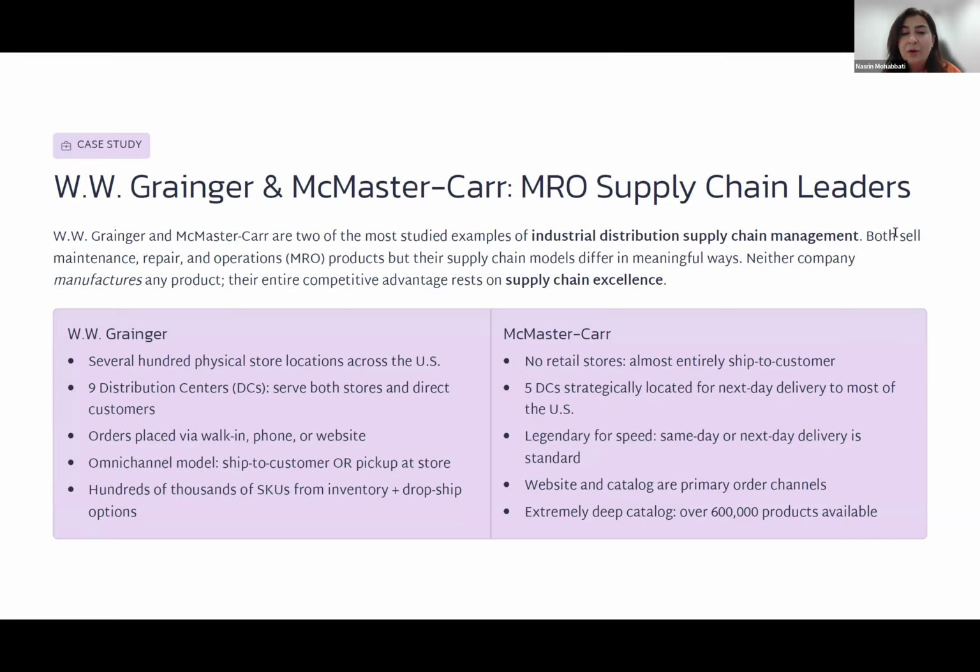And I want to ask you moving forward, look around you, find products and services that you're using daily, and think about their supply chains and think if they are trying to be cost efficient or if they are trying to be responsive.